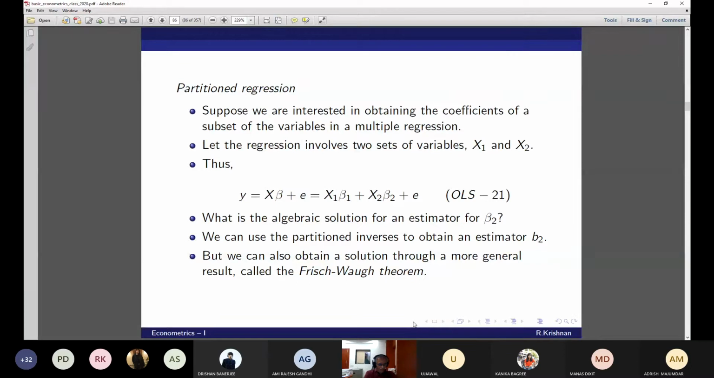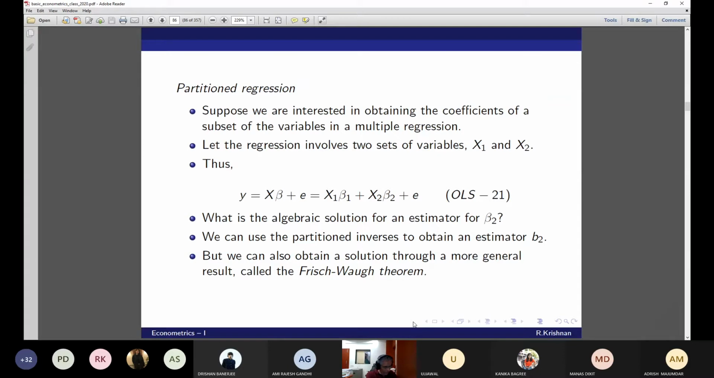One has to keep in mind the Frisch-Waugh theorem was established way back in 1933 when computing was not known. Computers were not known. Computing, everything was extremely difficult. People were working with calculators and other things. So that is the importance of the Frisch-Waugh theorem.